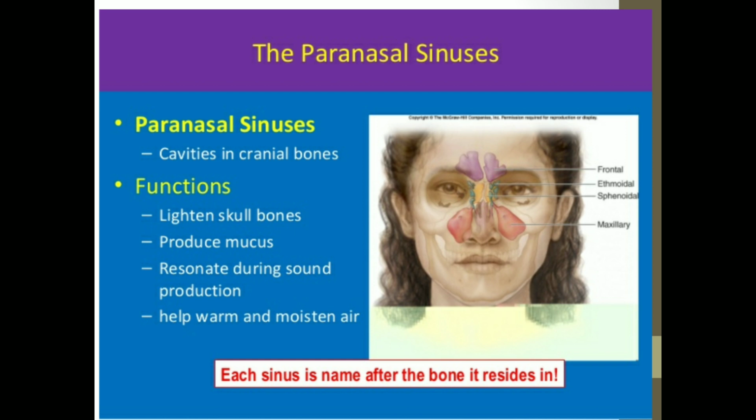Then after this we look into the next part, which is called the paranasal air sinuses. In the skull bone, you see the skull is made light because of the presence of cavities in them. So these cavities make the skull bone lighter. These cavities are called sinuses, the paranasal air sinuses.